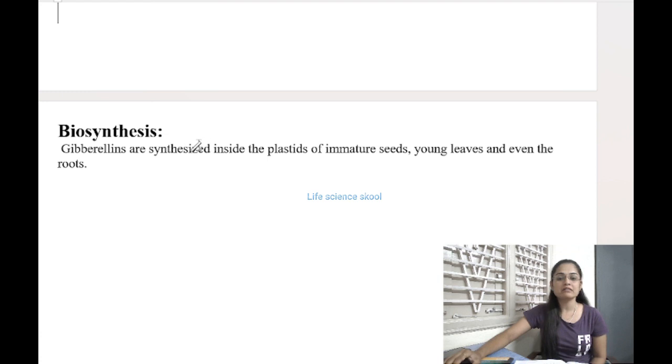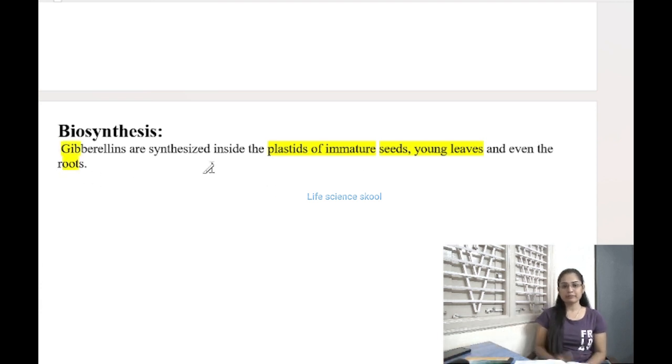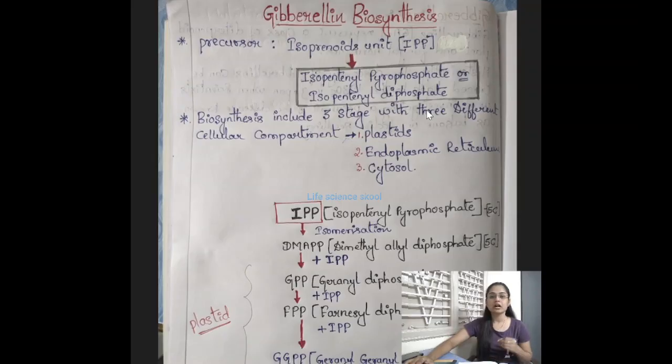Gibberellins are synthesized inside the plastids of immature seeds, in young leaves and even in the roots. In all these places gibberellin biosynthesis takes place. Gibberellin biosynthesis starts with the isoprenoid unit called IPP, and this is very important. In exams they might ask which is the precursor of gibberellin biosynthesis. The isoprenoid unit, that is IPP. IPP means isopentenyl pyrophosphate, or you can say isopentenyl diphosphate. Biosynthesis includes mainly 3 stages, happening in 3 different cellular compartments.